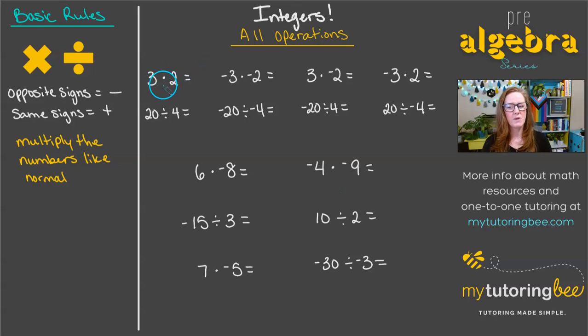So let's start off with 3 times 2. These are both positive integers, so nothing really new here. So 3 times 2 gives us a positive 6, right? Now we have a negative 3 times a negative 2.